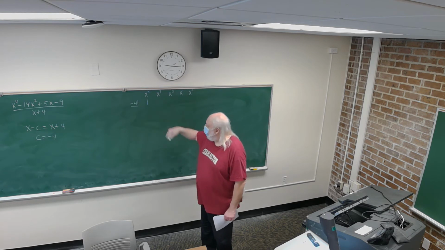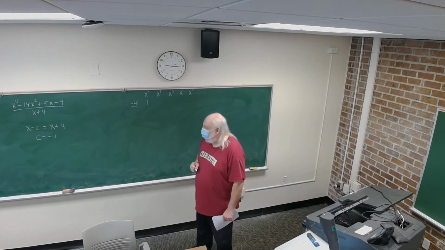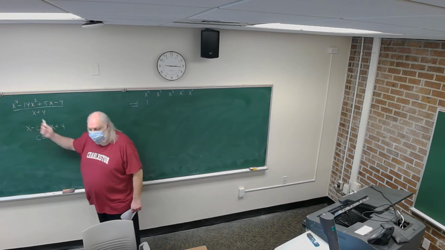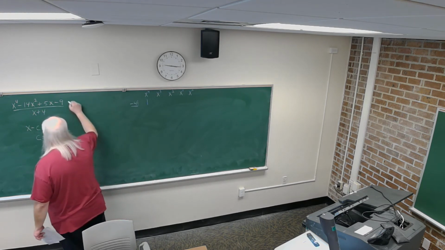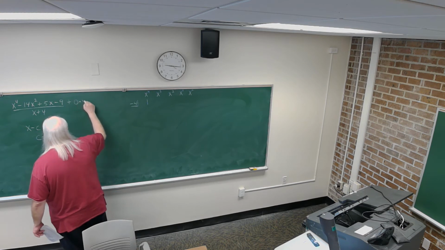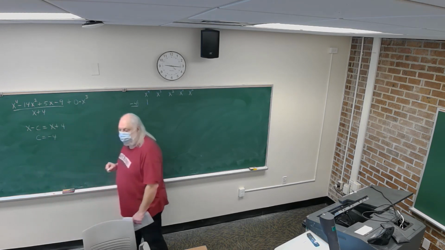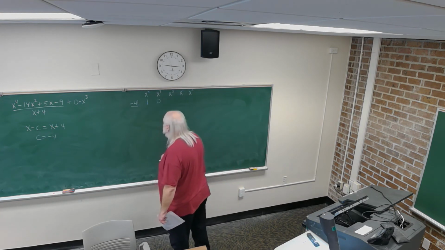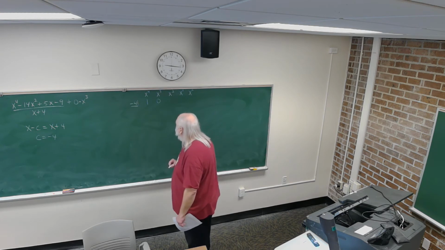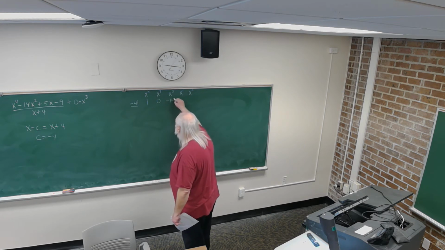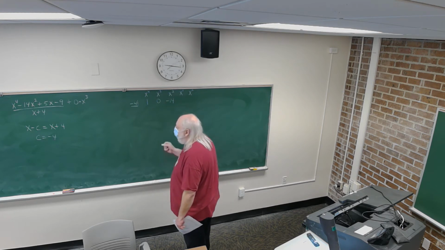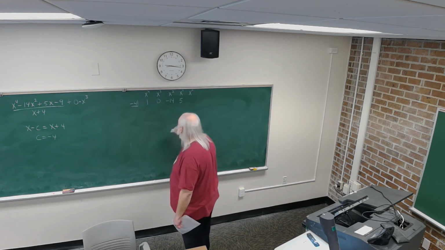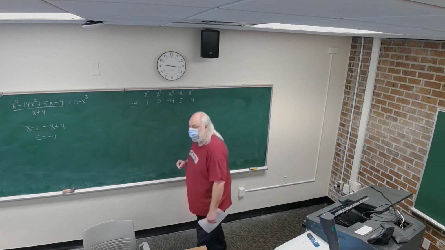So the coefficient that goes with x to the 4th is 1. You notice there's no x cubed term in here. That's because the coefficient that goes with x cubed is 0. 0 times x cubed is 0. So we put a 0 here for the coefficient for x cubed. Coefficient for x squared, minus 14. Coefficient for x is 5. And the coefficient for the constant term is minus 9.